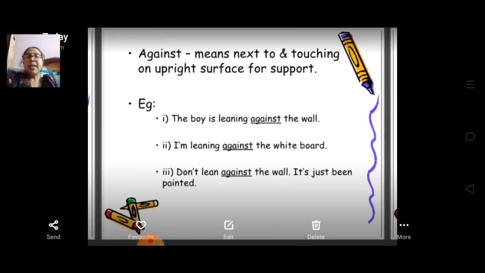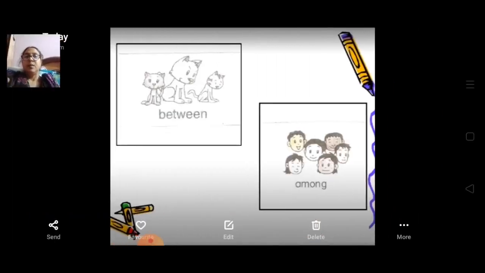Against means next to or touching on an upright surface for support. The boy is leaning against a wall. It means next to or touching on an upright surface for support. I am leaning against the whiteboard. Don't lean against a wall. It's just been painted. Now here, among and between.